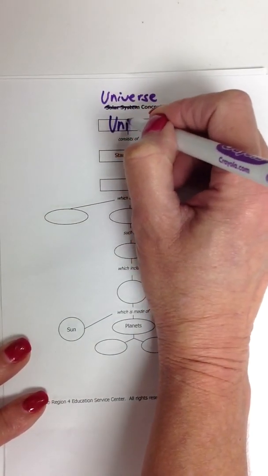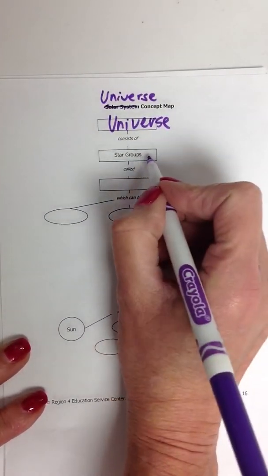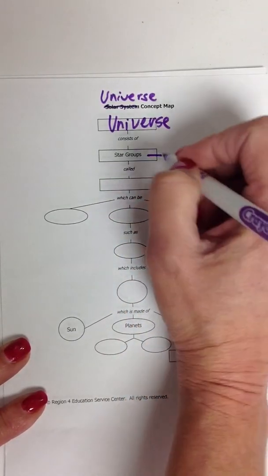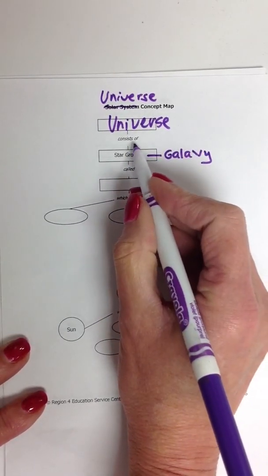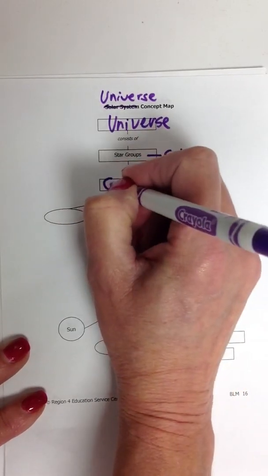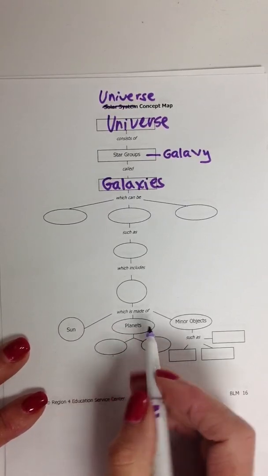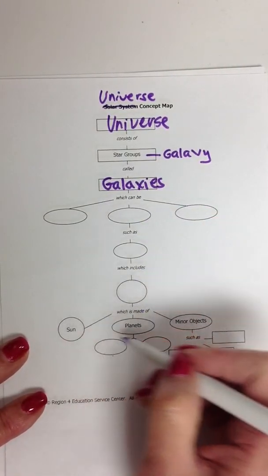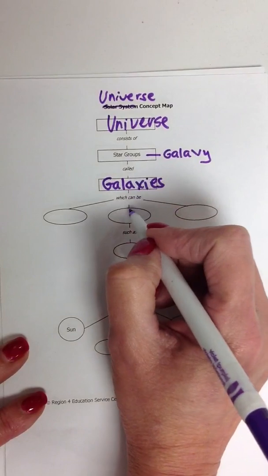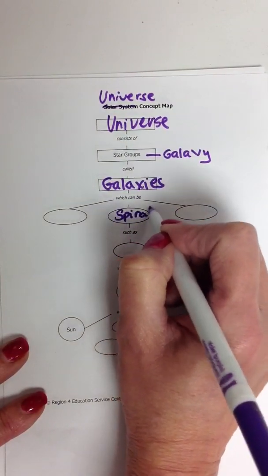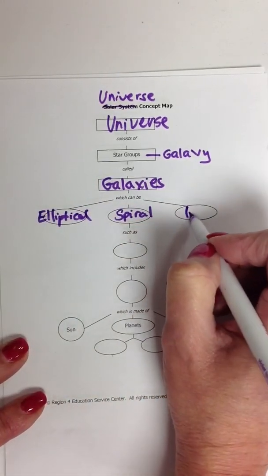So we're going to say the universe consists of star groups. What do they mean by star groups? Well, a group of stars bound together by gravity is called a galaxy. So we know that they're talking about star groups called galaxies. And when we think of galaxies, we know there are three types. And we see that this one's going to continue to talk about our sun, our planets, and the minor objects in our solar system. So obviously, our type of galaxy would be a spiral. And the other types would be elliptical or irregular.